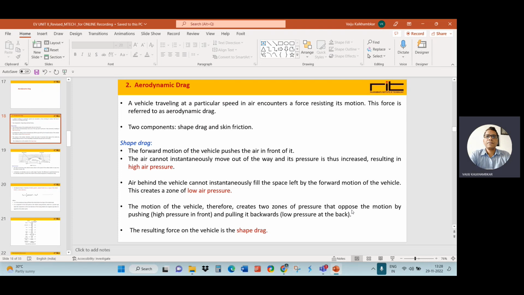The motion of the vehicle is obstructed, one by pushing, that is the high pressure in front, and by pulling it backwards, that is the low pressure at the back. So both the forces are opposing the vehicle. One is pushing back and one is pulling back. The resulting force on the vehicle is nothing but the shape drag because of these two forces.